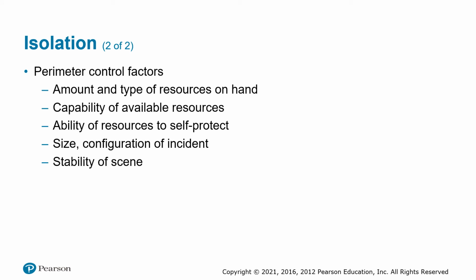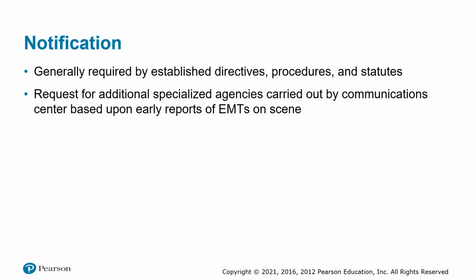Some control factors for the perimeter: the amount and type of resources on hand, the capability of available resources, the ability of those resources to self-protect, the size and configuration of the incident, and the stability of the scene. Notification is generally required by established directives, procedures, and statutes. Requests for additional specialized agencies are carried out by the Communications Center based on our reports from the scene.